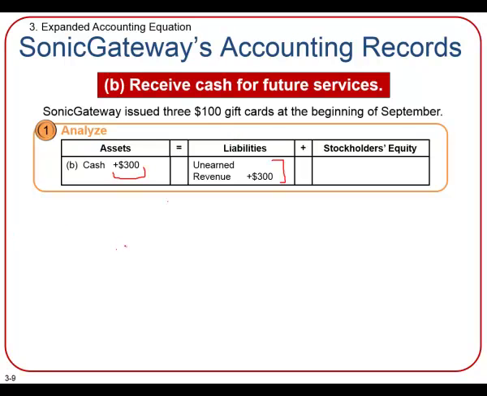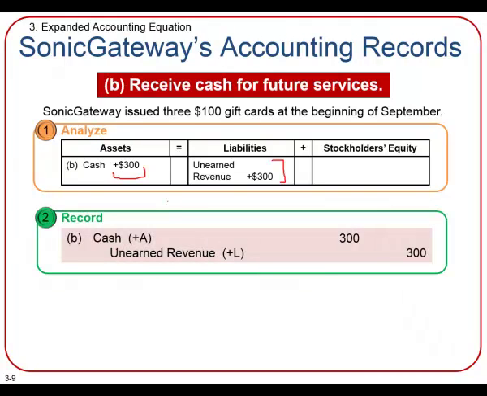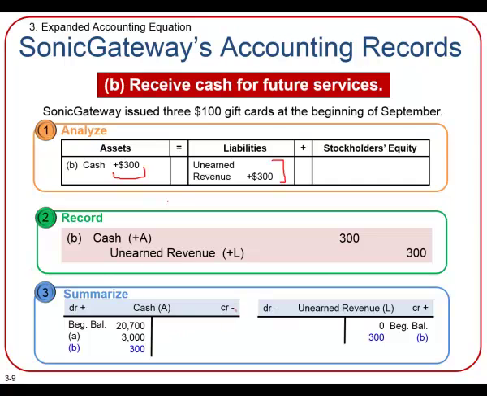The general journal entry is to debit or increase cash, and then to credit the unearned revenue, a liability account, for the same amount. And we can summarize those in our T accounts. Our debits equal our credits.